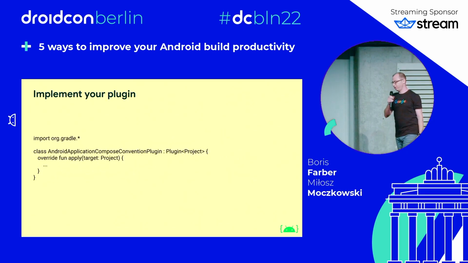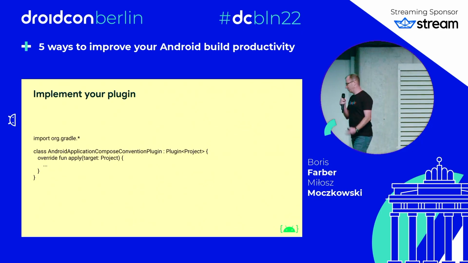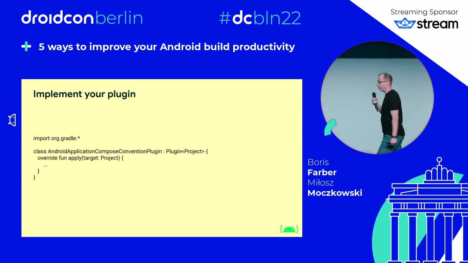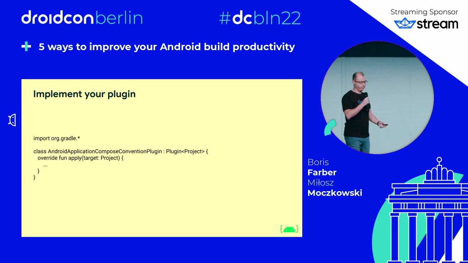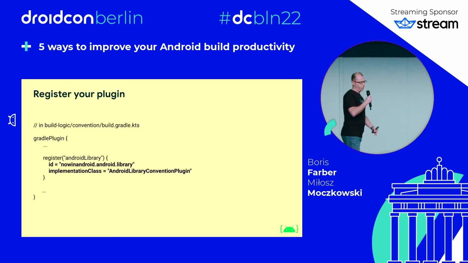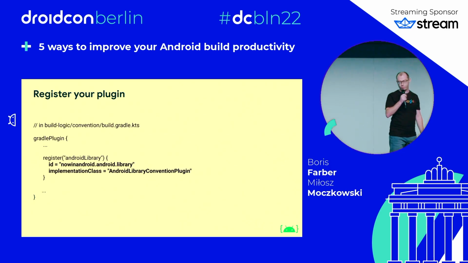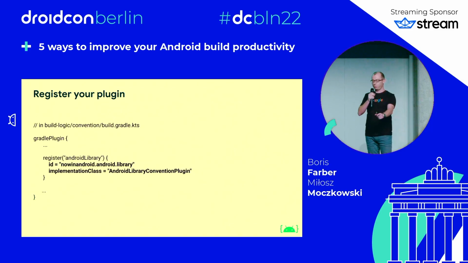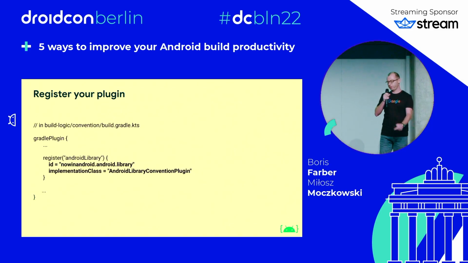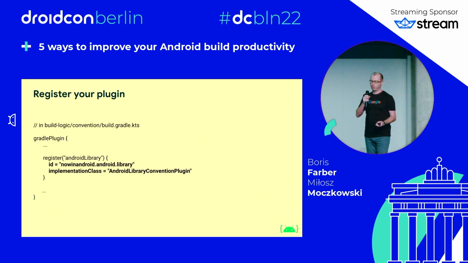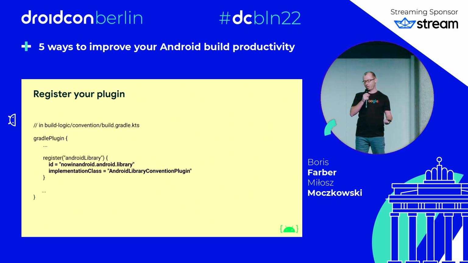Once we have the skeleton, it is time to implement our plugin. Implementing a convention plugin is like implementing any other Gradle plugin, which essentially means implementing the APIs. Once we have implemented our plugin, we need to register it. How do we register it? In the following step. In our build-logic convention build.gradle.kts file, in the gradlePlugin block, we register our plugin, which is a mapping between the plugin name and the implementation class. And the implementation class we have from the previous slide.